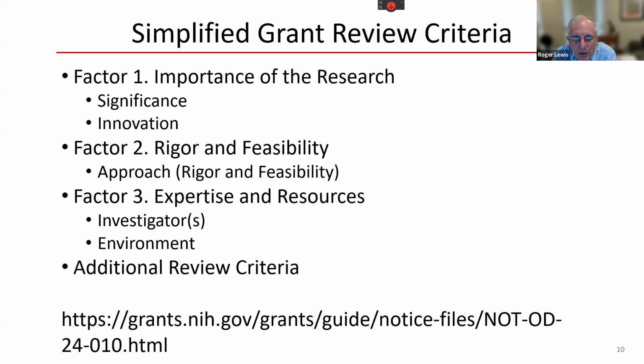Now let's talk about how grants are reviewed. There are three main factors or domains of grant evaluation, and then there are things called additional review criteria. Factor one is the importance of the research, significance or innovation. The reviewers are going to learn about that in the introductory and background information regarding the significance of the problem. In your research plan, you're going to call out areas of innovation where you plan to do something differently that you think solves a problem that has hampered the field and not previously been solved.